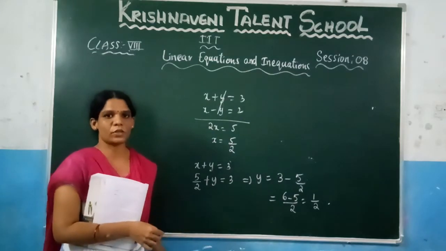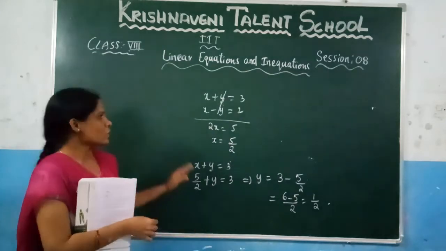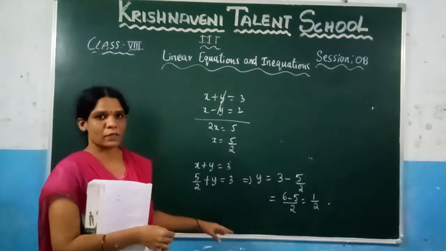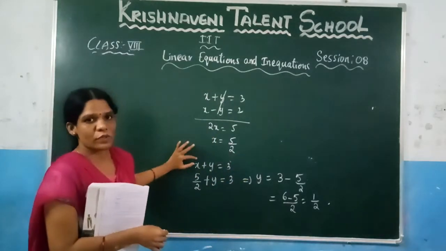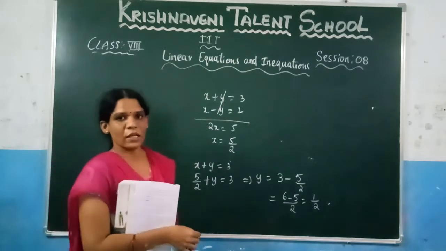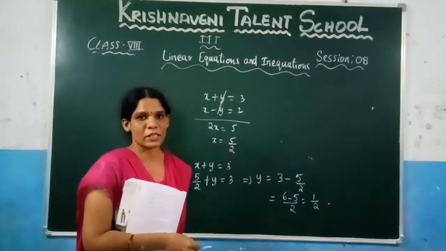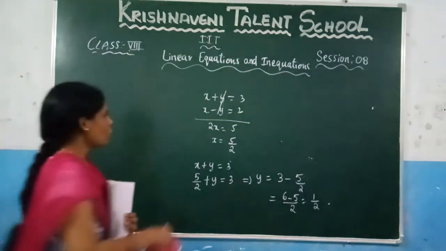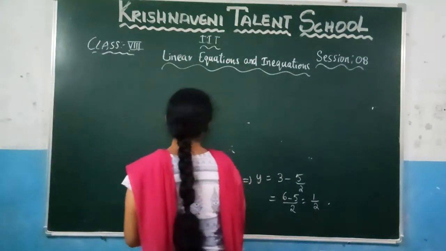This one I already told in the last sessions. So if you are given any two linear equations in two variables, you can find the values of x and y by using the elimination method. You can go for the substitution method also. Let us see that once again. What is the substitution method?